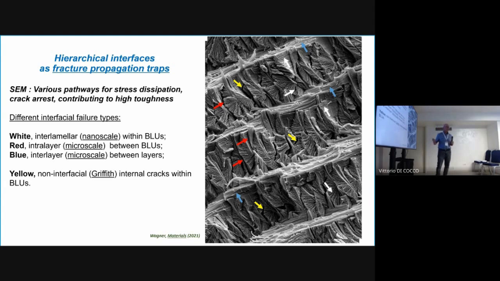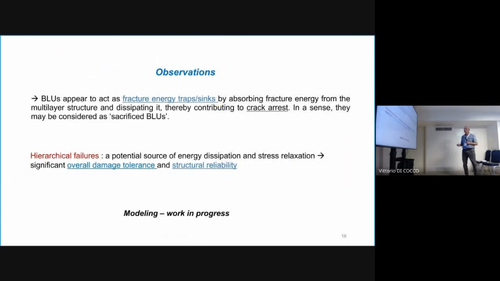They are just Griffith cracks, because they go across. They don't care about any direction in there. They just go straight out in whatever direction. And so that's an internal crack within the bridge, which are not interfacial. The observation is that they play the role of fracture traps, sinks, from the multi-layer structure, and they dissipate energy, and they contribute to crack arrest.